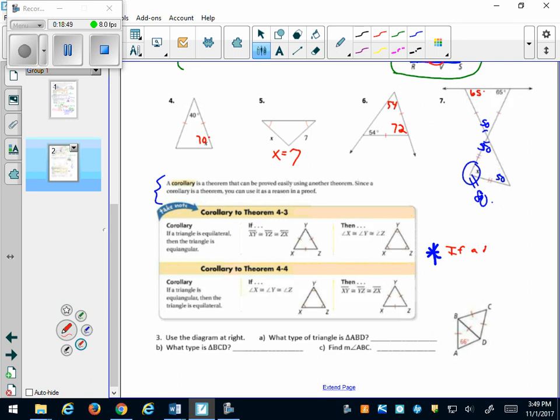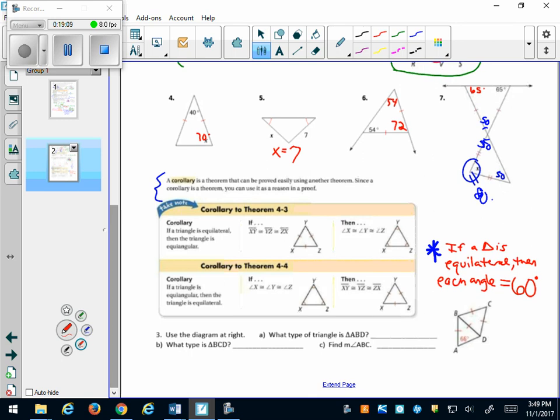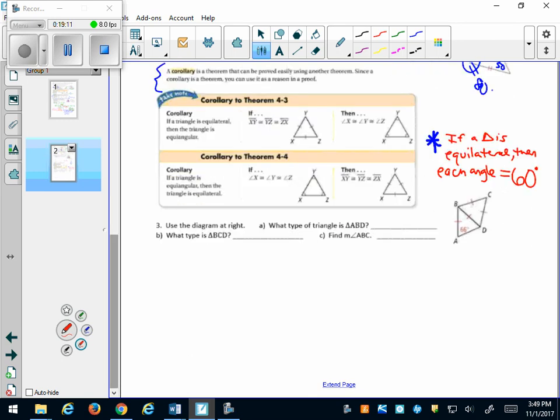If a triangle is equilateral, then each angle equals 60 degrees. Right? So that's something to keep in mind. If it's equilateral, that means it's equiangular. That means if they all add up to 180 and they're all the same, each one has to be 60 degrees. It's a really important thing to keep in mind.